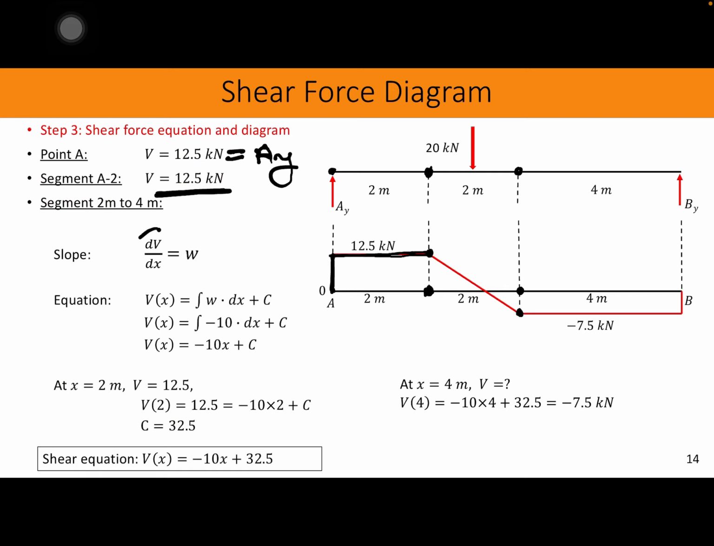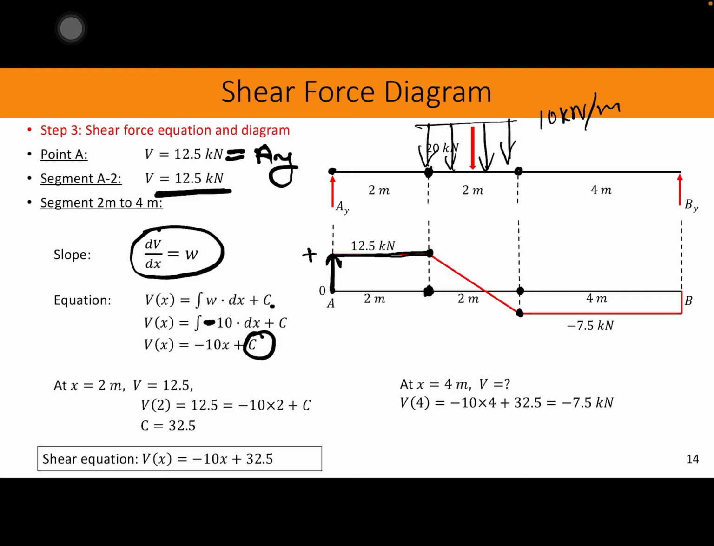So for this distributed load, we know that the slope dV by dx equals w, which is nothing but the distributed load. So V of x equals the integral of w dx plus c. We know this equation. Initially the distributed load was 10 kilonewton per meter, and I'm taking shear force upward as positive, and the load was downward, that's why it would be negative right here. So negative 10 times dx plus c. If we do this integration, it would be negative 10x plus c.